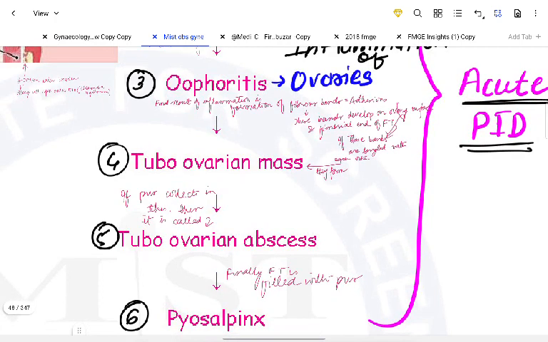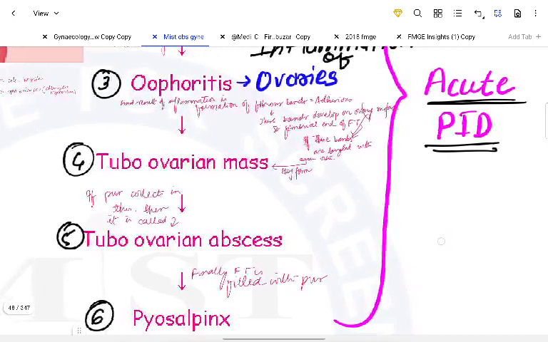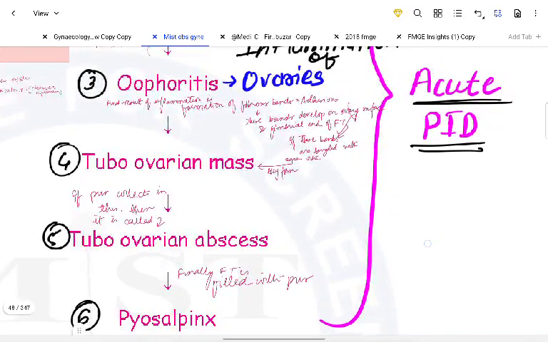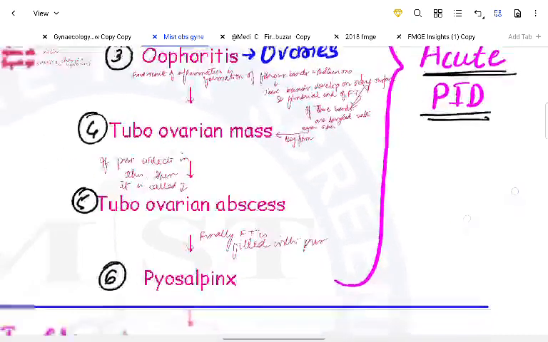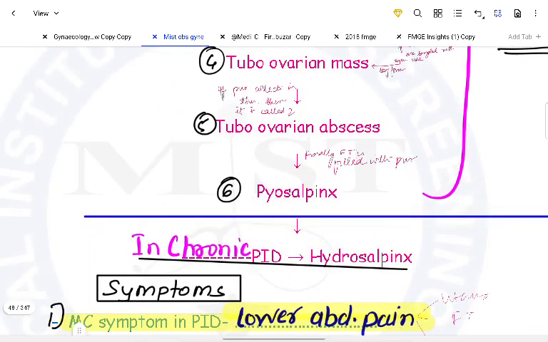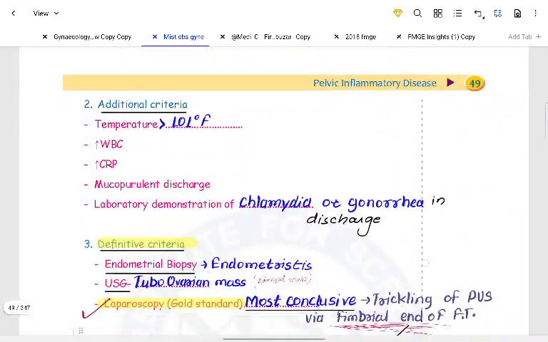And finally, the fallopian tube is filled with pus, because on both sides it is blocked, the cornual end and the fimbrial end. It is known as pyosalpinx. And in chronic PID, hydrosalpinx forms.